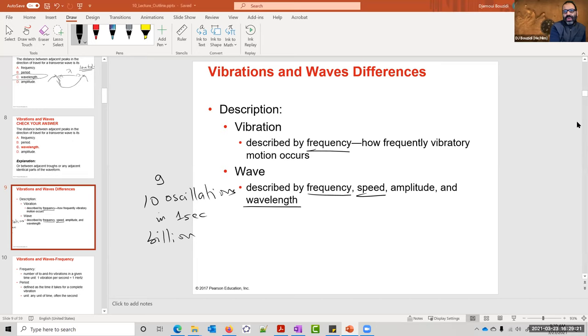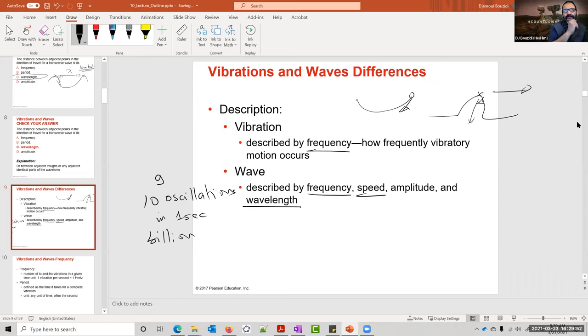And the wavelength. The wavelength is unique to waves. You don't have it in vibrations. Speed, you can't really talk about speed in here because it doesn't travel. It's local. But there is another kind of speed in here, which exists here too. If you take a point in here, mass, as it's going back and forth, it has its own speed. Same thing in here, if you take a disturbance of a string, any given point has its own speed going up and down.